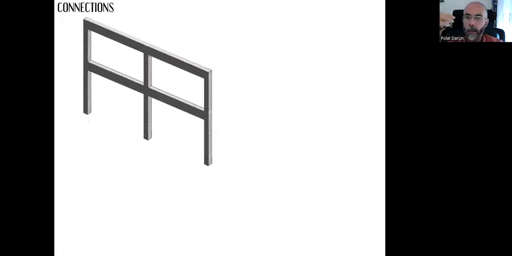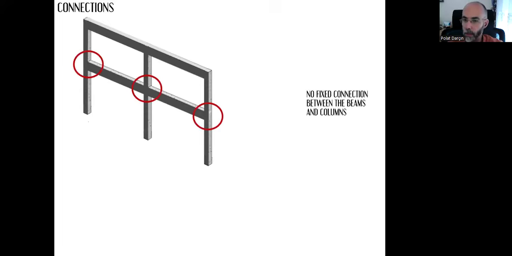The beams and the columns can be connected to each other in several different ways. First, we can provide a no fixed connection at these points where a beam meets with the column. No fixed connection.